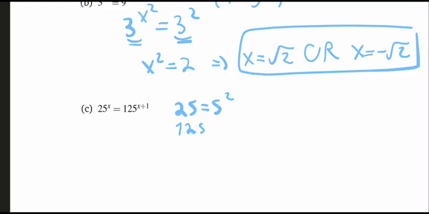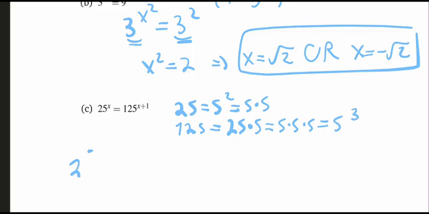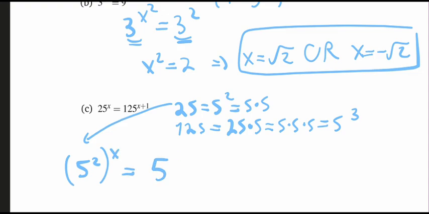And 125 is actually, because 5 times 5 is 25, 125 is 25 times 5, which is 5 times 5 times 5. So just a reminder, it's 5 to the third. So it's going to be 5 to the power of 2 on the left, that's the 25, equals 125, so that's going to be 5 to the power of 3 to the power of x plus 1.